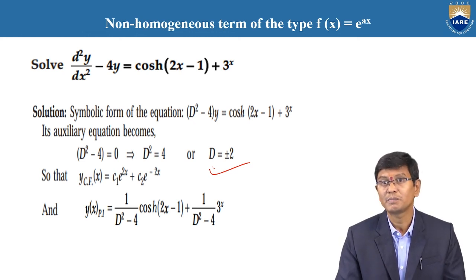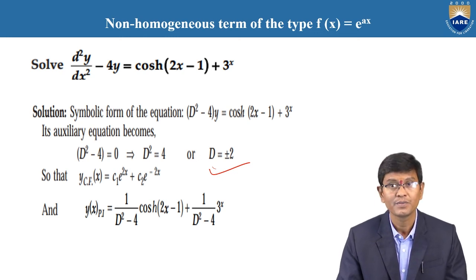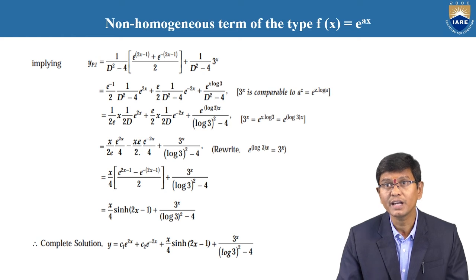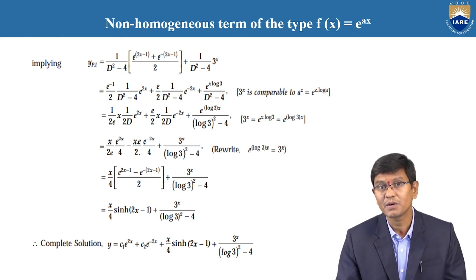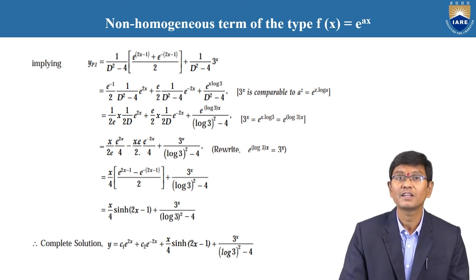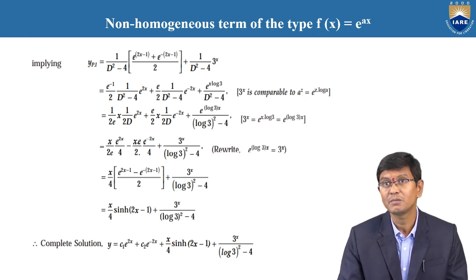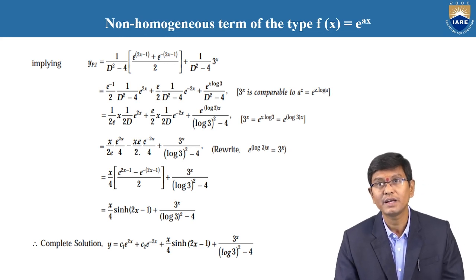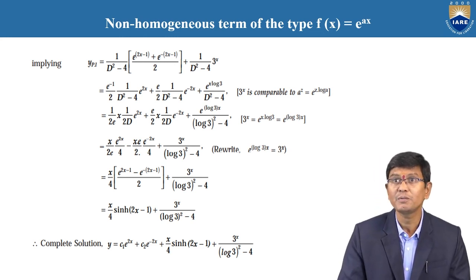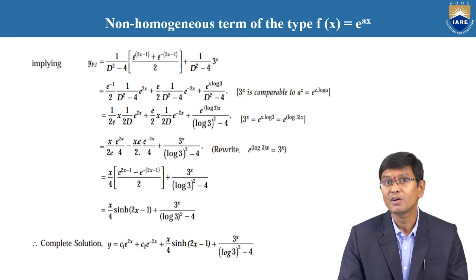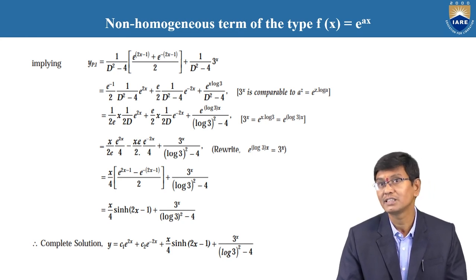Now we need to find the particular integral: 1 by (D^2 minus 4) into cosh(2x minus 1), plus 1 by (D^2 minus 4) into 3^x. Here, cosh(2x minus 1) needs to be reduced to exponential form, that is, half of e^(2x minus 1) plus e^(minus 2x plus 1), plus the other term, 1 by (D^2 minus 4) into 3^x. The 3^x is treated as e^(x log 3), which is nothing but 3^x.